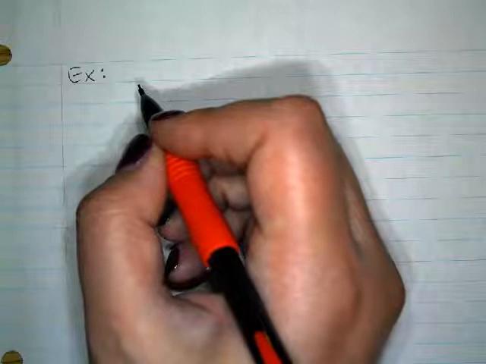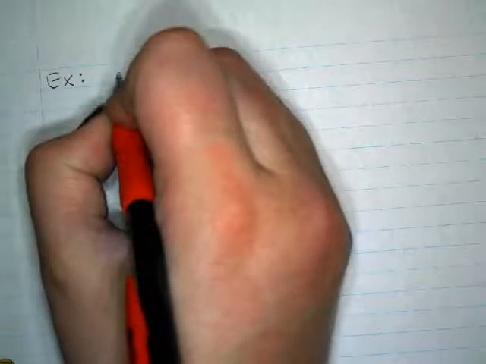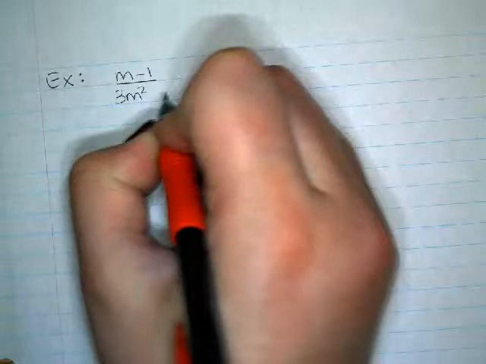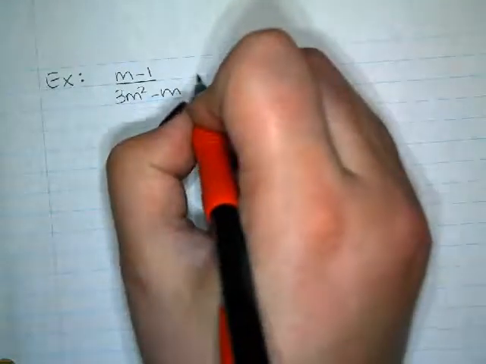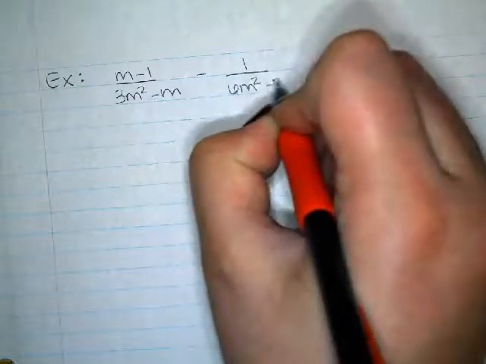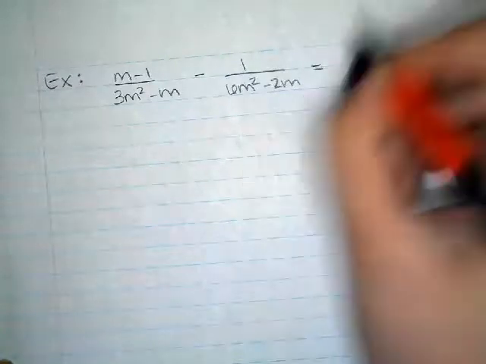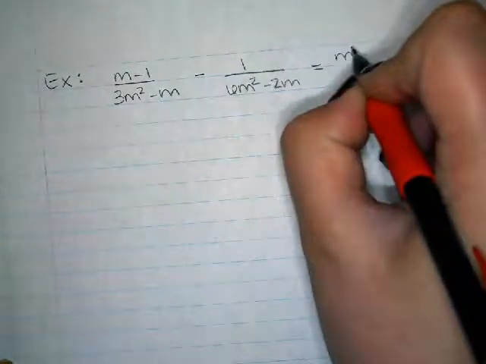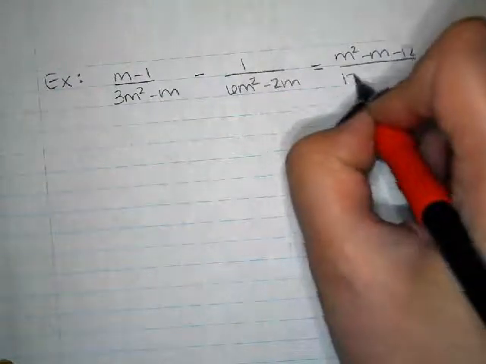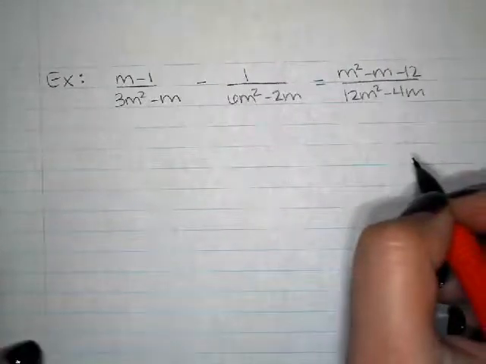All right, here's the next one. Okay, so m minus 1 over 3m squared minus m, minus 1 over 6m squared minus 2m, we're making the denominators a little bit more difficult this time, equals m squared minus m minus 12 over 12m squared minus 4m. If we compare the denominators in a second, though, it's not as bad.